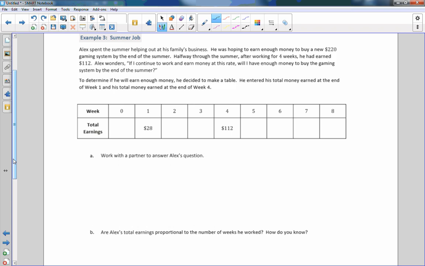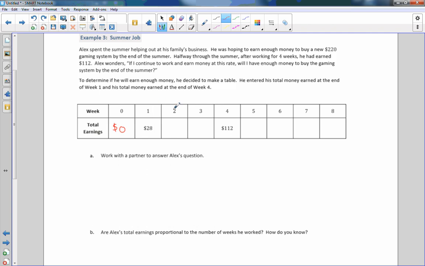To determine if he will earn enough money, he decided to make a table. He entered his total money earned at the end of week 1 and his total money earned at the end of week 4. A, work with a partner to answer Alex's question. Okay, so I'm just going to go through this now. So if you work 0 weeks, you make $0. Everybody knows that. If you work 1 week, he said he made $28. So I would say that that is his rate. That's how much he's making per week.